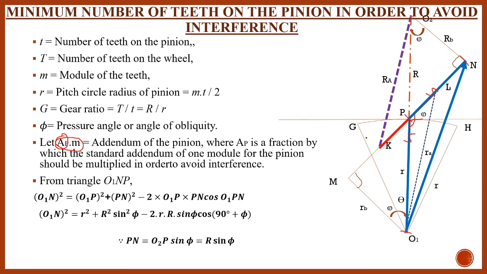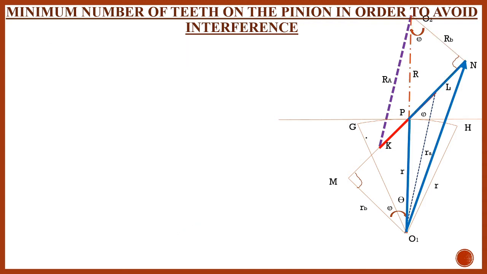Again just consider this triangle O2 and P. This is again a right angle triangle. Here we have to calculate this PN, and PN is equal to R sin phi. Now by putting all these values you will find O1N square is equal to r square plus R square sin square phi minus 2 r R sin phi cos of 90 plus phi. Again cos of 90 plus phi is minus sin phi.